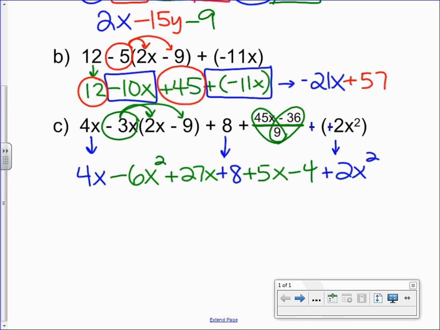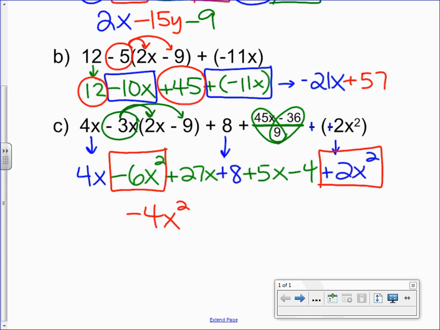So when I go to combine my like terms, I need to remember that like terms have the same variable with the same exponent. So negative 6x squared cannot combine with regular x's. It can only combine with other x squared. So I'm going to combine it with that 2x squared. Negative 6x squared plus 2x squared is negative 4x squared.